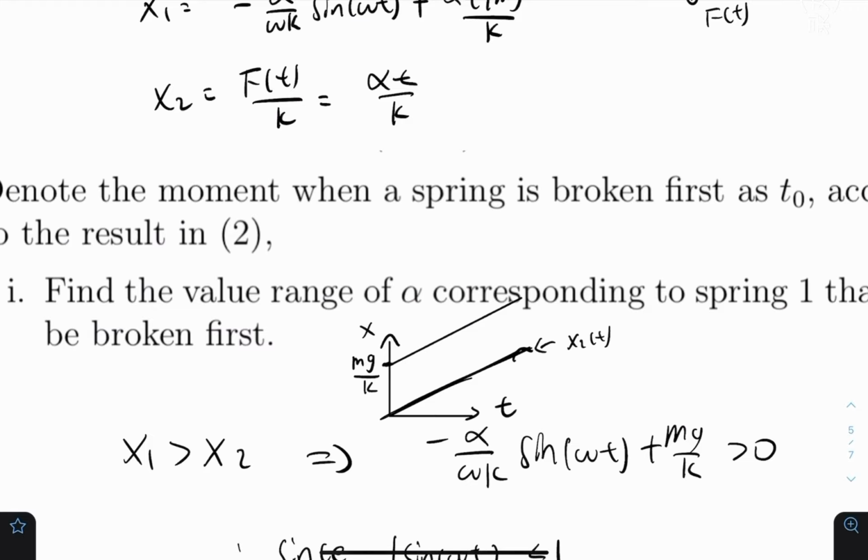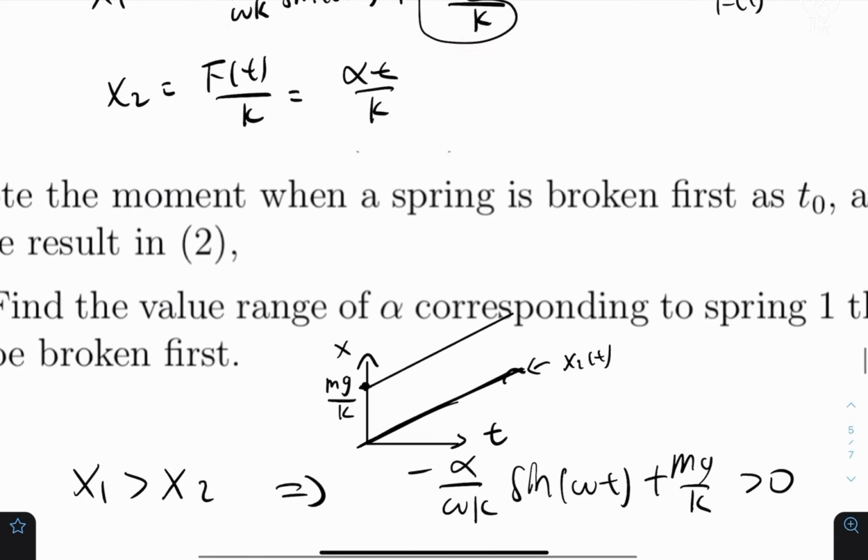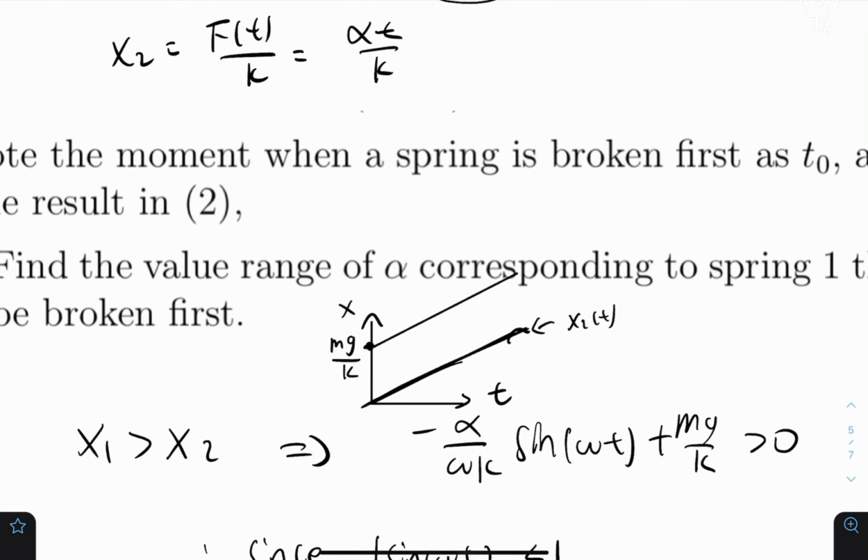And how about x1? At the start, x1 is at mg divided by k, right? And you can see the slope over here is also equal to alpha divided by k. But there's a term which is negative alpha divided by omega k times sine omega t. So the graph for x1 might look something like this, right?